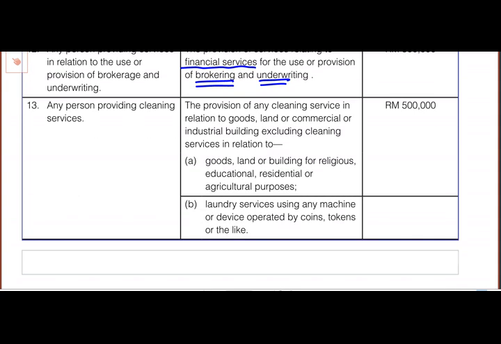Okay. Then cleaning. Cleaning service also must impose 6%, but exclude if the goods, the land or the building is for religious, educational, residential and agricultural purposes. And they also exclude laundry service where the machine is operated by coin. You know, that kind of self-service laundry. Okay, now that is all excluded.